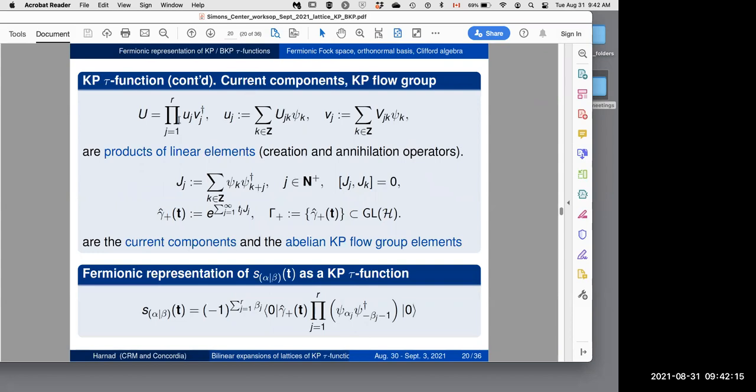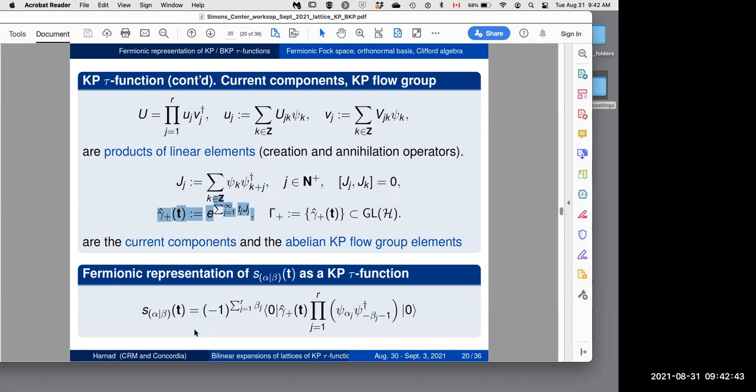U are bilinears in creation and annihilation operators, and the so-called currents, which generate the abelian group gamma. These all commute, and they are also special bilinears, and this is the shift flow. This is exactly the dynamics on the Grassmannian, or rather on the fermionic Fock space of the KP flows.